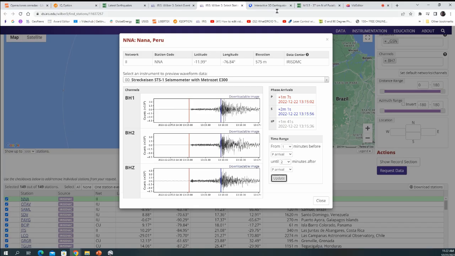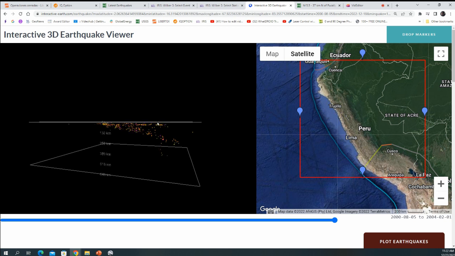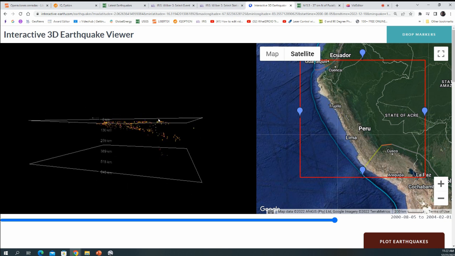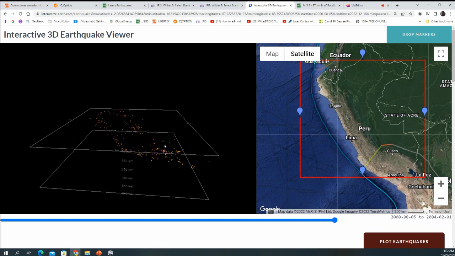And I'm going to show you another product which is interesting, and I'm going to put it on the common area. And this is this interactive 3D earthquake viewer. You see, I have chosen this area, the earthquake somewhere in here in Peru, and on the left there is a 3D representation of the position of focus of many earthquakes, historical earthquakes.